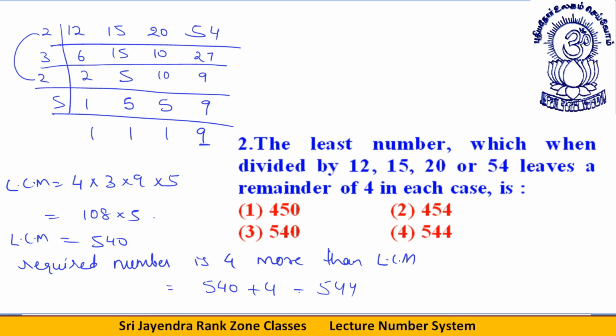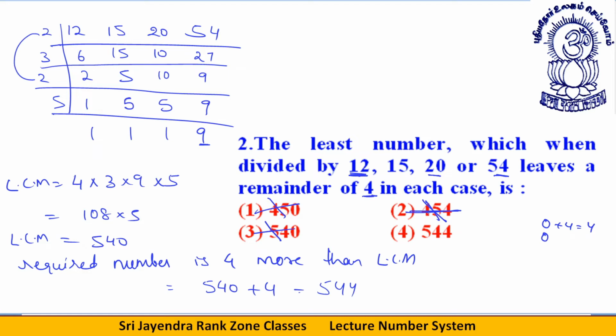Very similarly, students, in this question also, just think about it. A number when divided by 12, 15, 20 or 54 leaves remainder 4 in each case. Any number which is divisible by 20 will have a 0 at the end. If you add 4 to it, its unit digit will be 4. So these two can never be the option. These are rejected. Now the other thing, the number when divided by 12 leaves a remainder 4, so 450 is never divisible by 12. This is also rejected. This is immediately your answer.